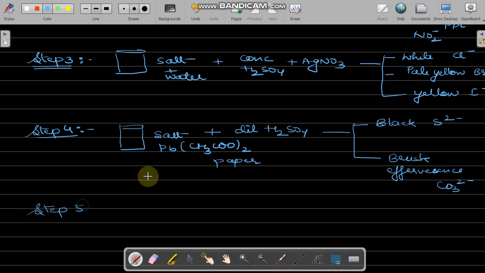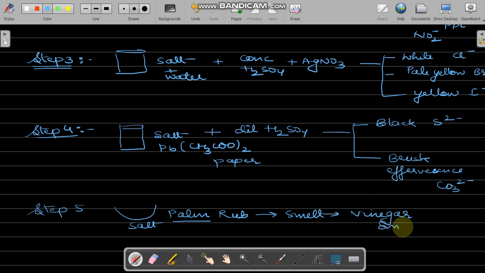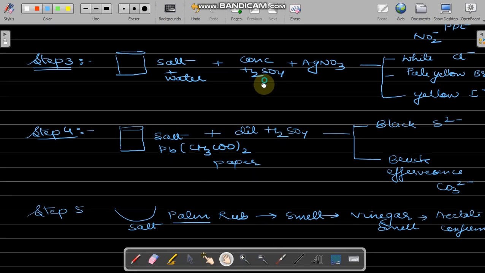Step 5. Now if we have not seen any of these observations, then take whatever salt is given in your palm, rub it, and smell it. If you get a vinegar smell, then the presence of acetate is confirmed. This finishes the simple steps to detect the anion.